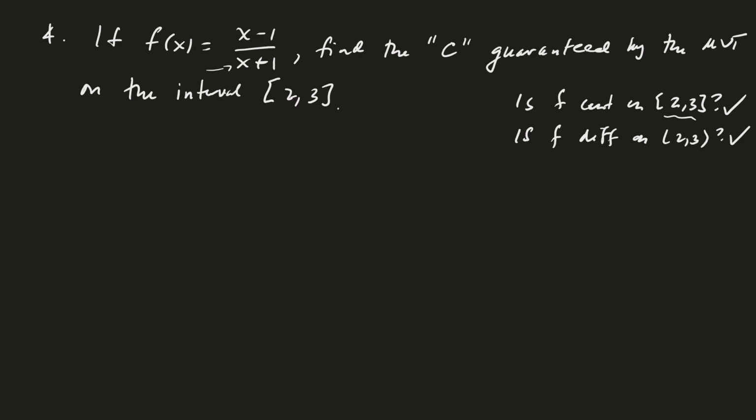It says that there is a c such that f prime of c, or the instantaneous rate of change, is equal to the average change, right? Or average velocity and instantaneous velocity, if you like. Good. So we have a few things to compute here. Let's see. What is f of 2? And then we'll compute f of 3.